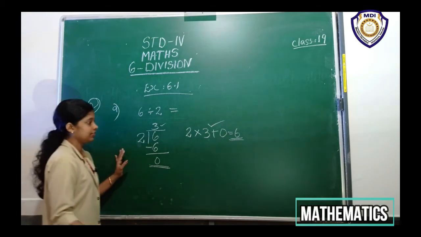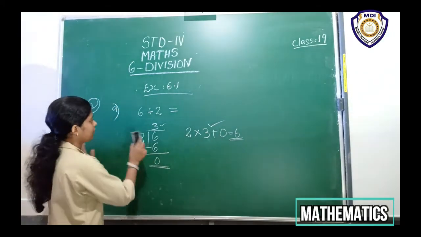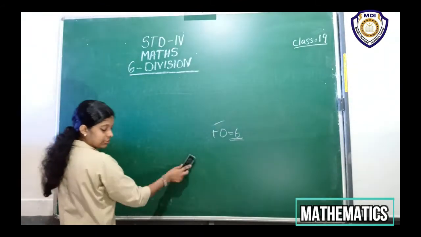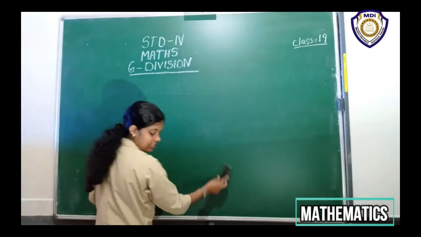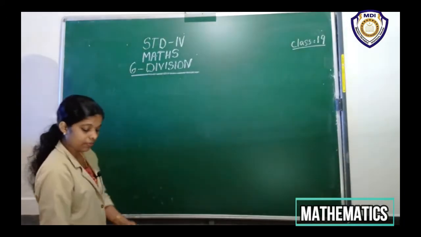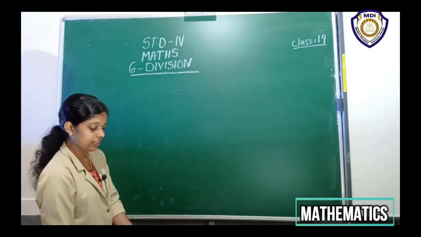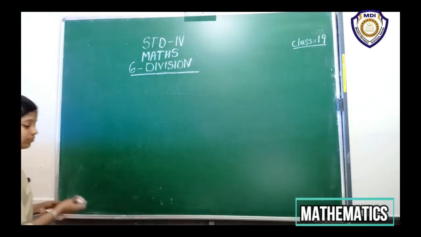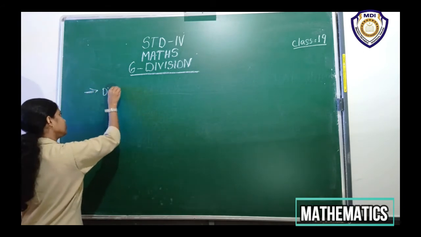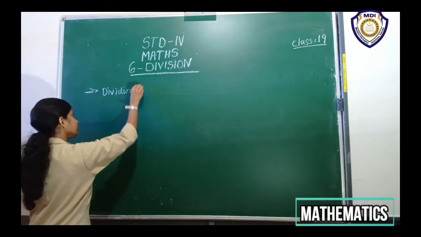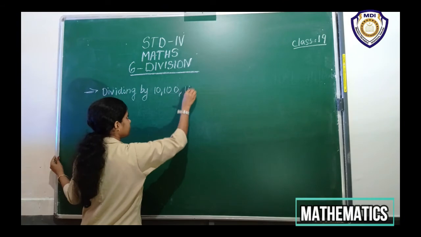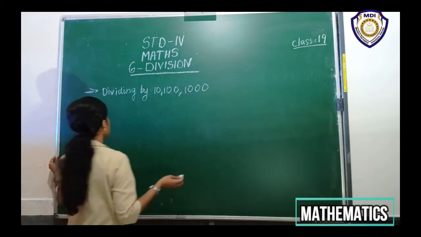Okay. Next one. Remains are your homework, and our next topic is dividing by 10, 100 and 1000. Dividing by 10, 100, 1000. Okay.